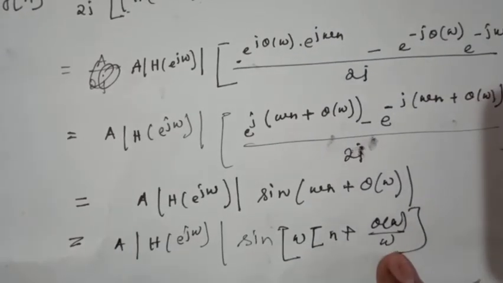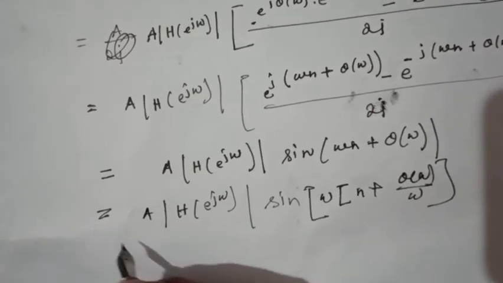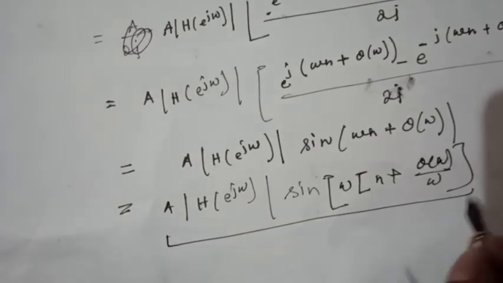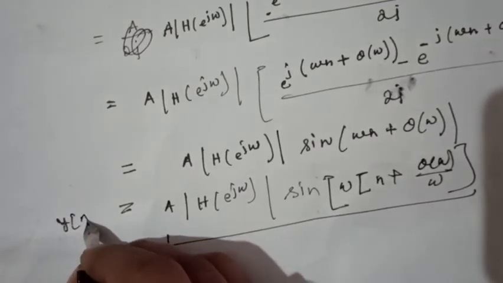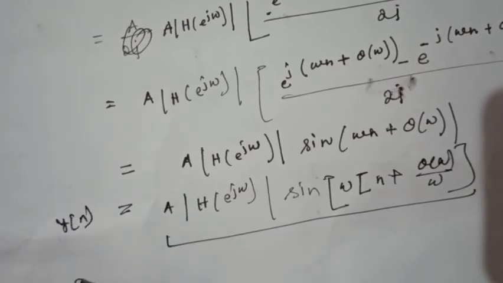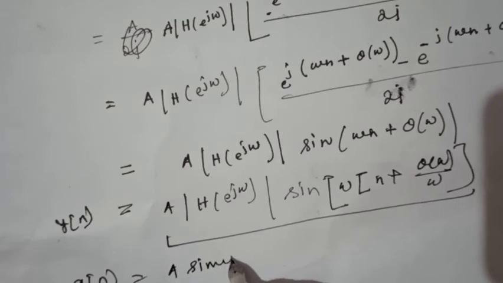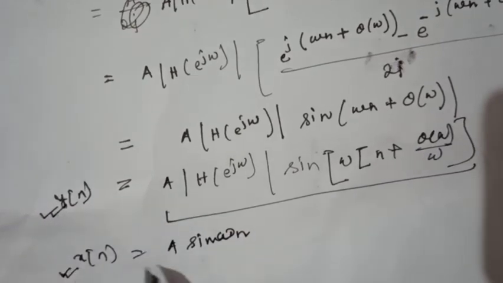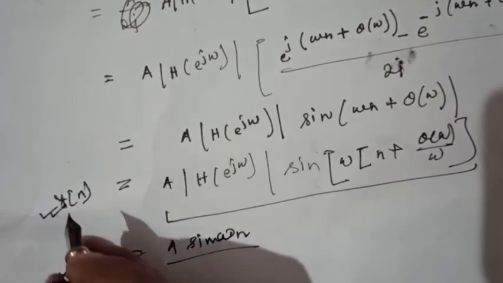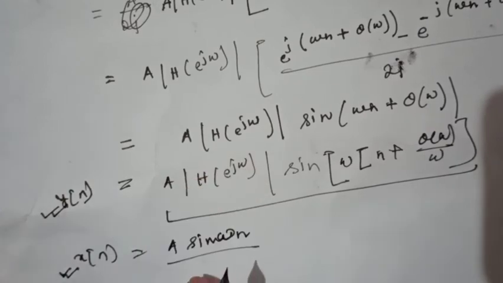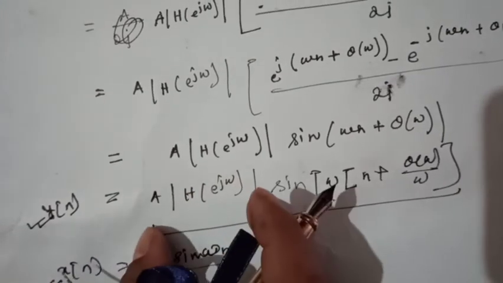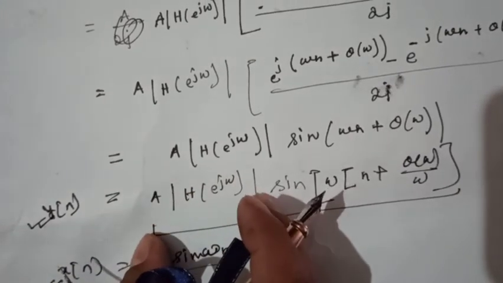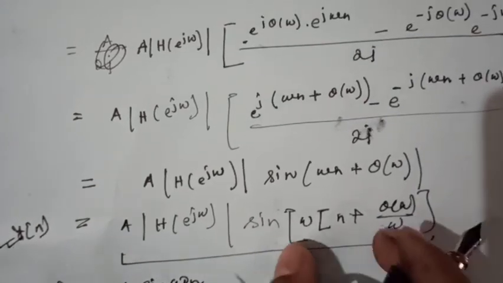Okay, so you can write like this. Now see, this is the output y[n] for the input x[n] equals A sin(ωn), right? So this is the output for the input A sin(ωn). Now if you compare this output with respect to the input, forget about the magnitude part. Okay, the main part is this.